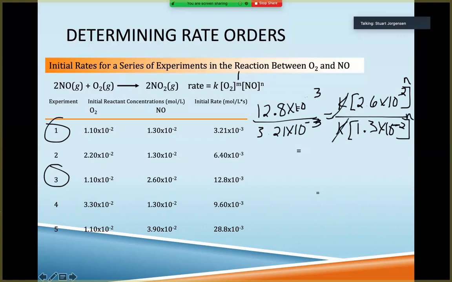We'll combine our N's. 12 divided by 3 is going to be a 4 on the left-hand side. 2.6 divided by 1.3, the times 10 parts cancel out, is going to be a 2 raised to the nth. Well, 2 raised to what power equals 4? I think N has to equal 2. So now we know N. N is 2. It's second order with respect to our nitrogen monoxide.